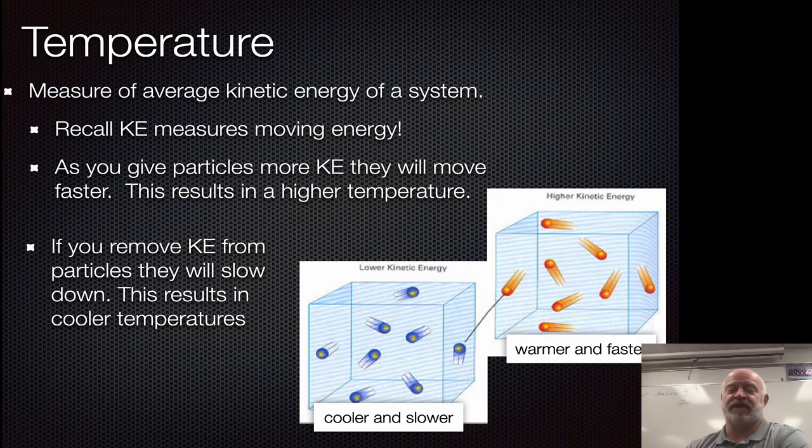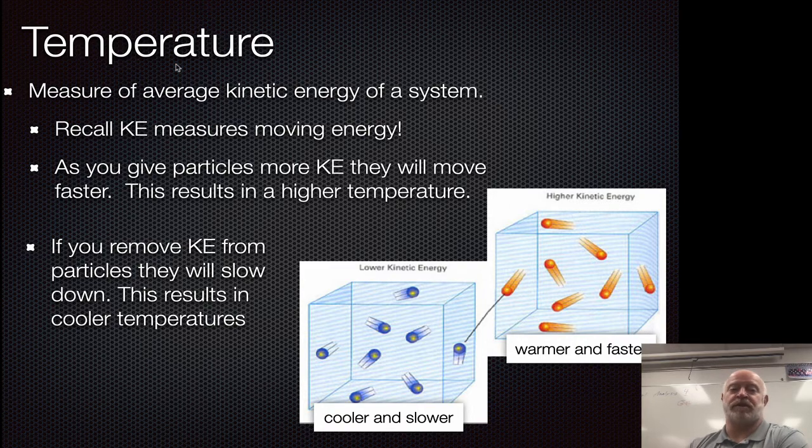Now, temperature, again, this is not new to us. We're going to go fast through it. Remember, temperature is measuring the average, you might want to underline that, average kinetic energy of a system, okay? And remember, kinetic energy is moving energy. So we can relate that back to the faster a particle moves, the more kinetic energy it has. The more kinetic energy it has, the higher its temperature. So things that are warm and are moving fast have high kinetic energy. Things that are cold and are moving slow have low kinetic energy, okay?